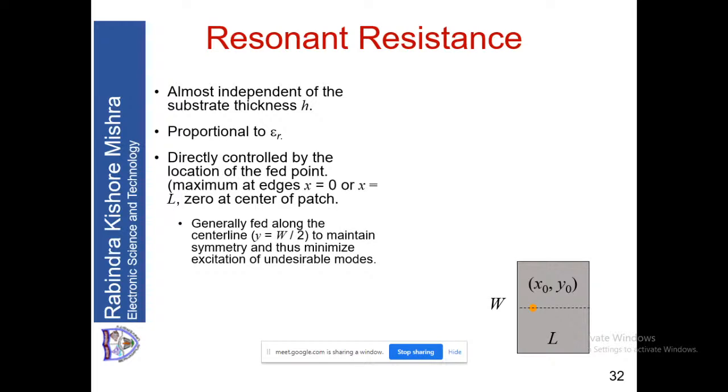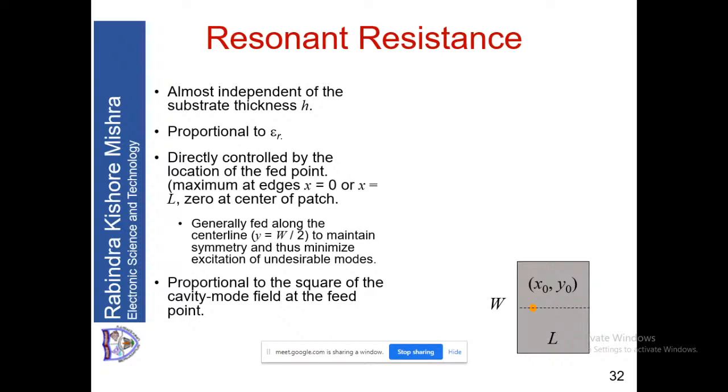Generally it is fed along the center line, for y is equal to W by 2. That maintains the symmetry and minimizes the excitation of undesired modes. So we want to excite it in the dominant mode. So TM10 mode will be excited if I feed it at the center line. We had a discussion on this in the last class, taking the example of a waveguide. We are not going to elaborate on that.